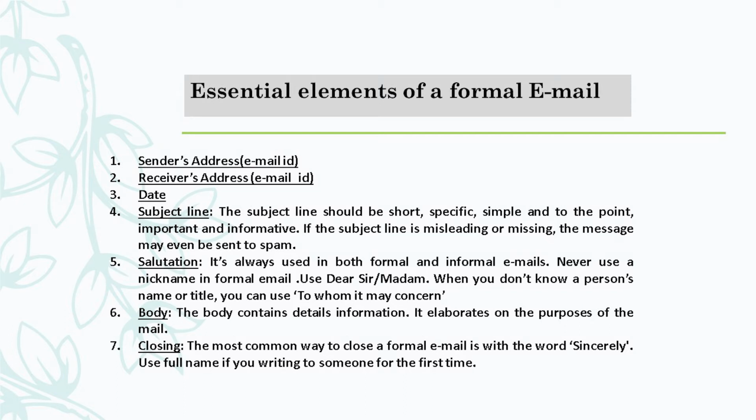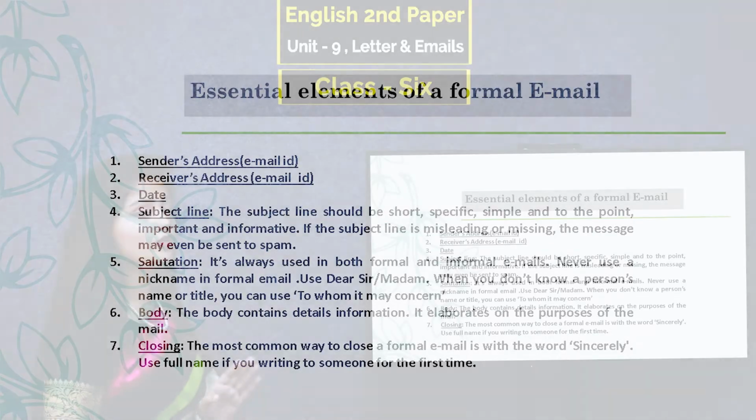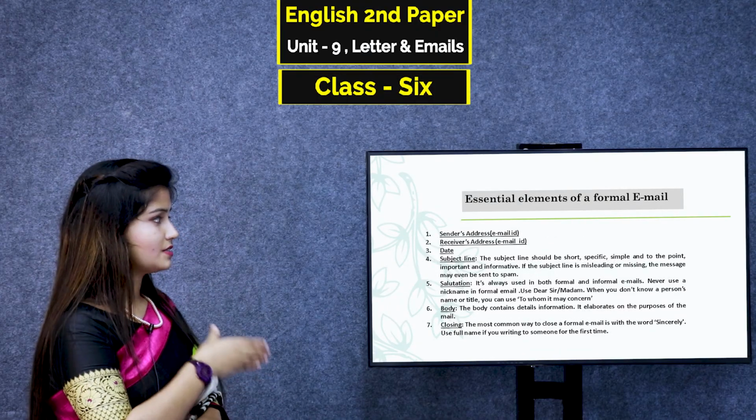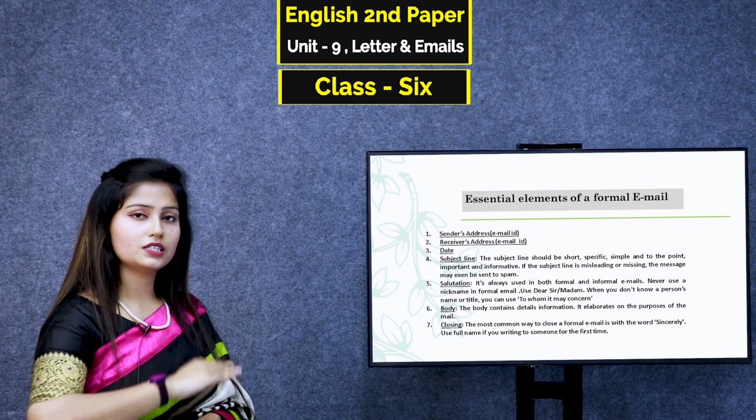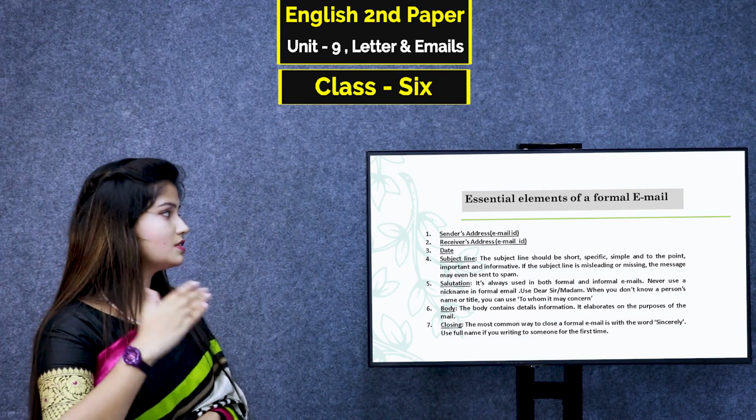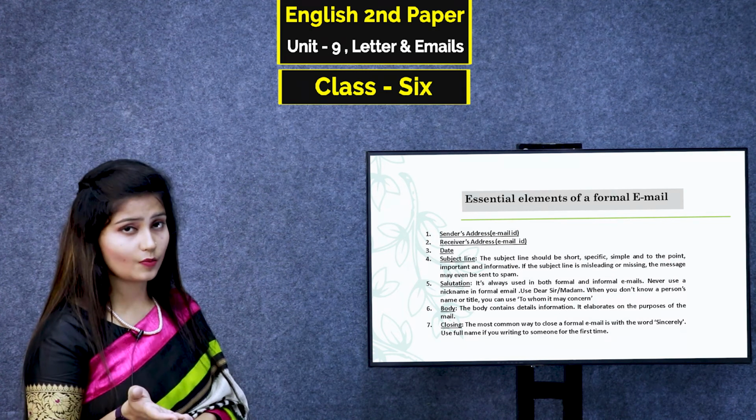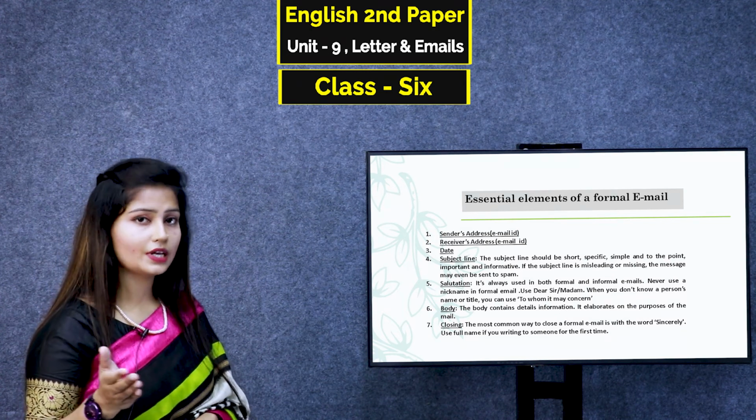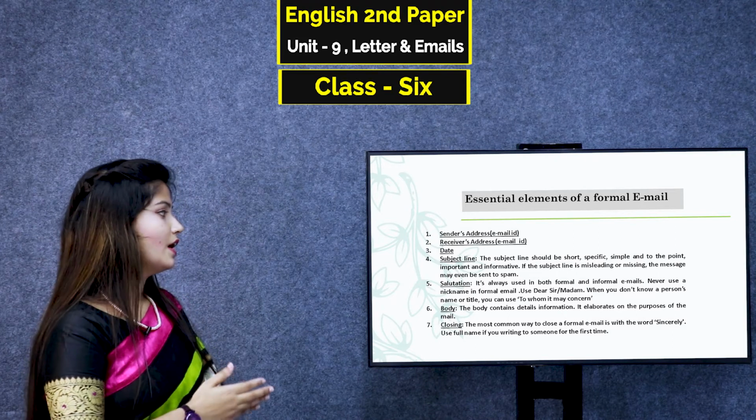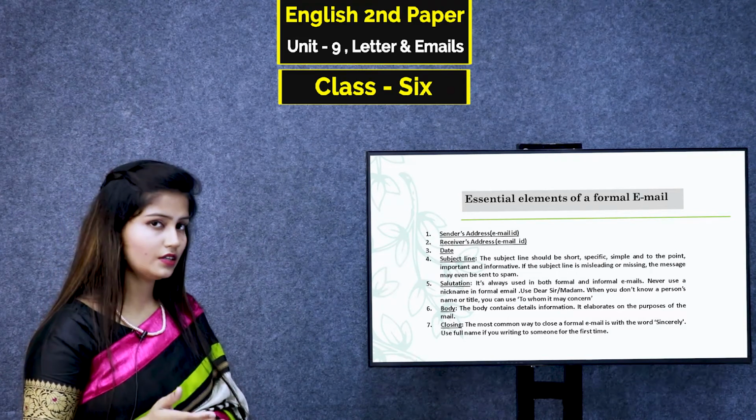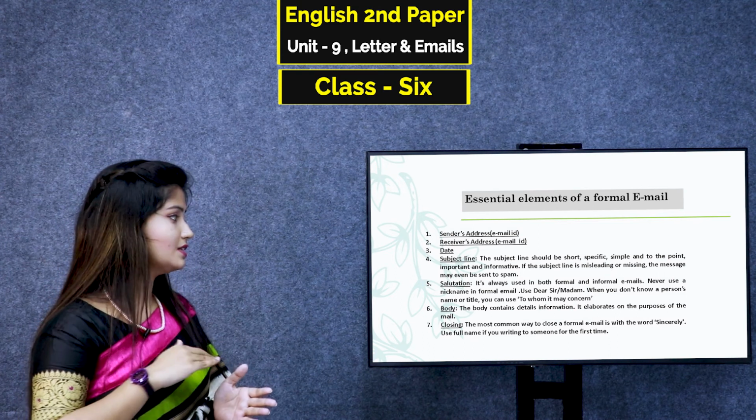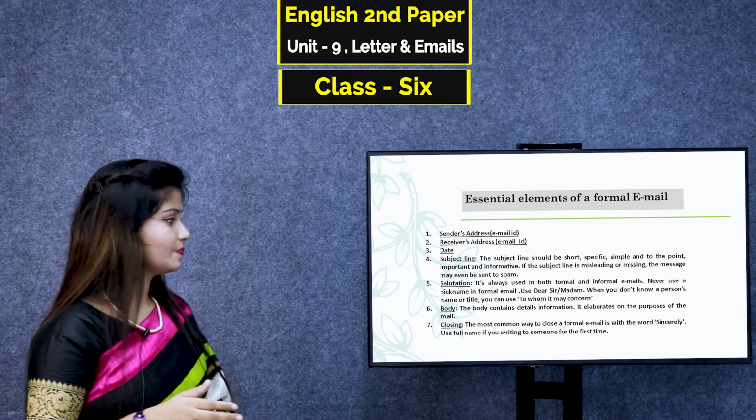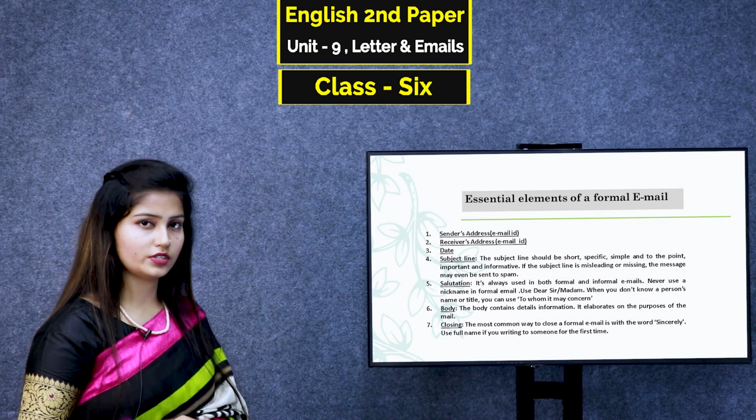So when you write formal emails, you need to follow these elements very carefully. First you need to write down the sender's email ID, then the receiver's email ID, then date and time, then the subject line, and after that the salutation. In the body you can elaborately discuss the subject, and at last the closing part.